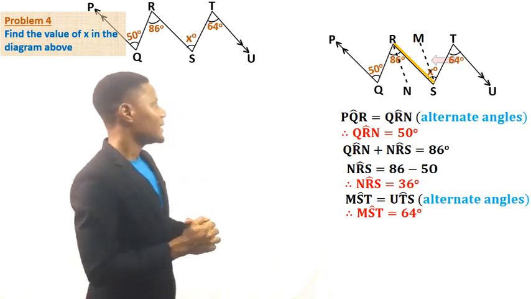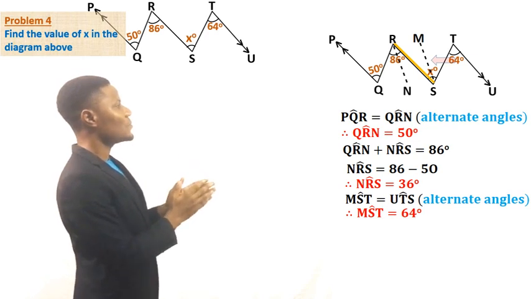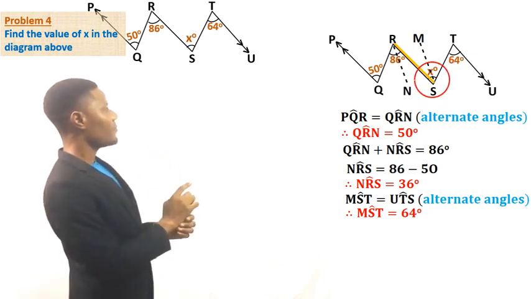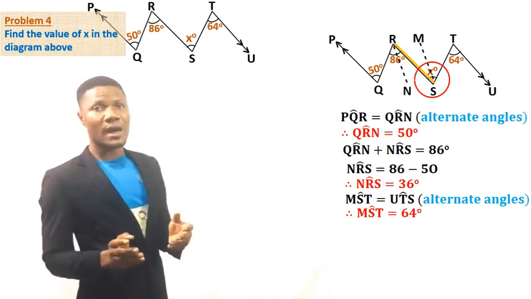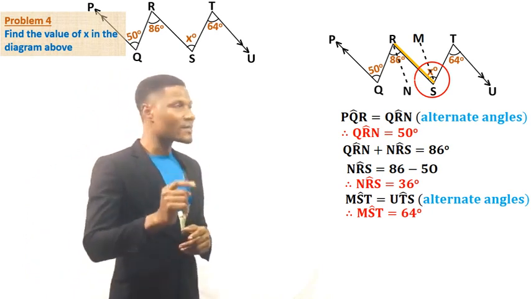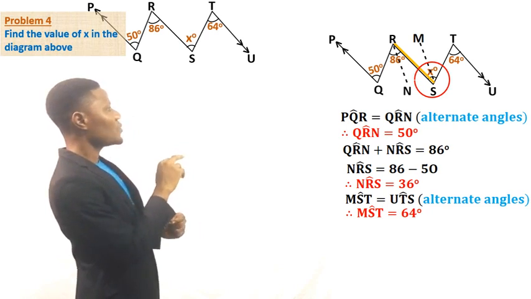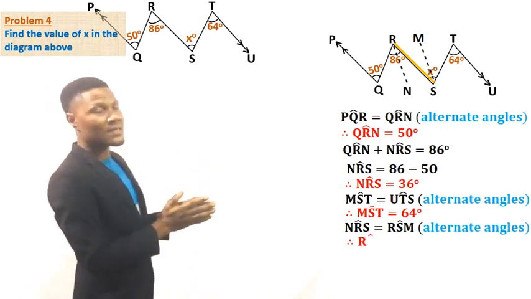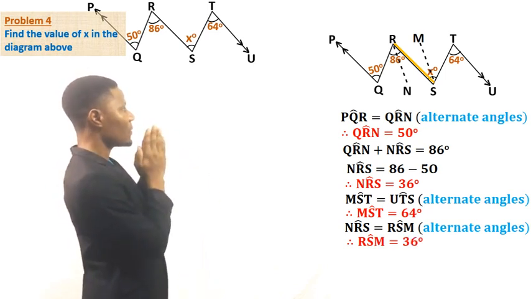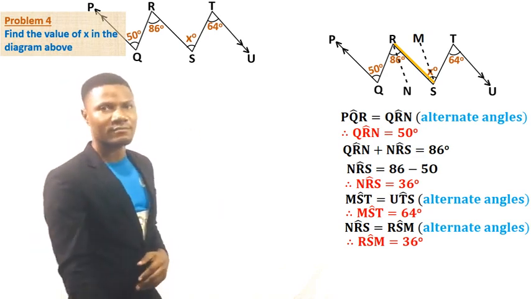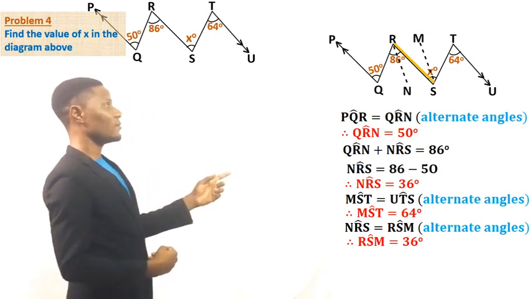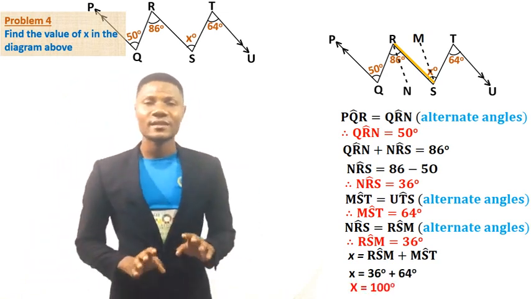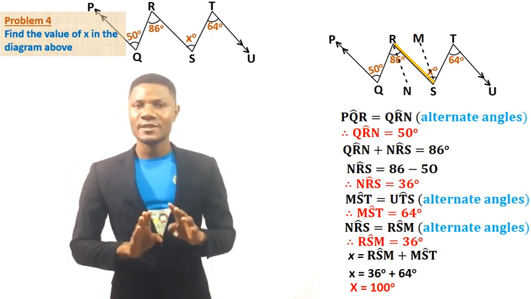How do we find our X? You could see that X is equal to angle RSM plus angle MST. And what's our angle RSM? Our angle RSM can be obtained from a relationship between NRS and RSM. Angle NRS is equal to angle RSM, which is 36 degrees. So that takes us back to our X. So X now will be equal to 36 degrees plus 64 degrees, which gives us 100 degrees. This kind of question, you need to take it slowly.